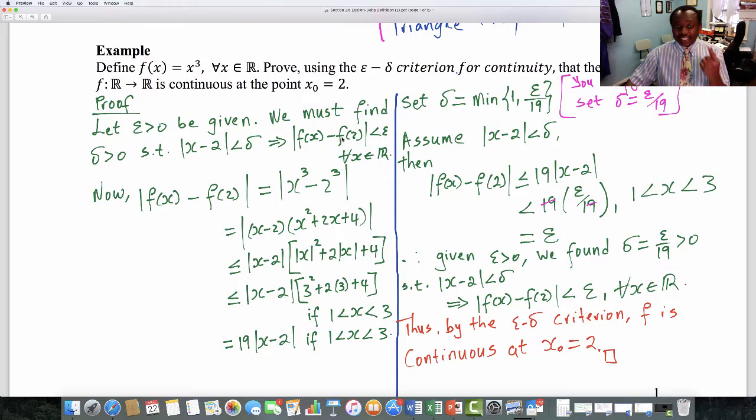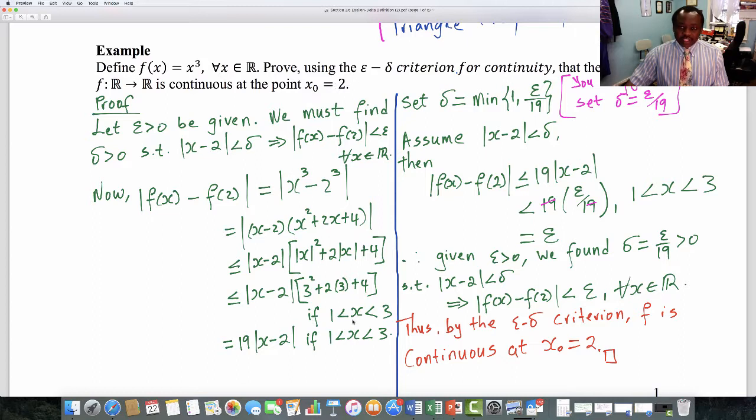We have to find a delta. So the absolute value of f of x minus f of 2 equals the absolute value of x cubed minus 2 cubed. By the difference of powers formula, that is x minus 2 times x squared plus 2x plus 4. By the triangle inequality, that will be less than or equal to the absolute value of x minus 2 times all of this. Now recall that our x naught is 2.